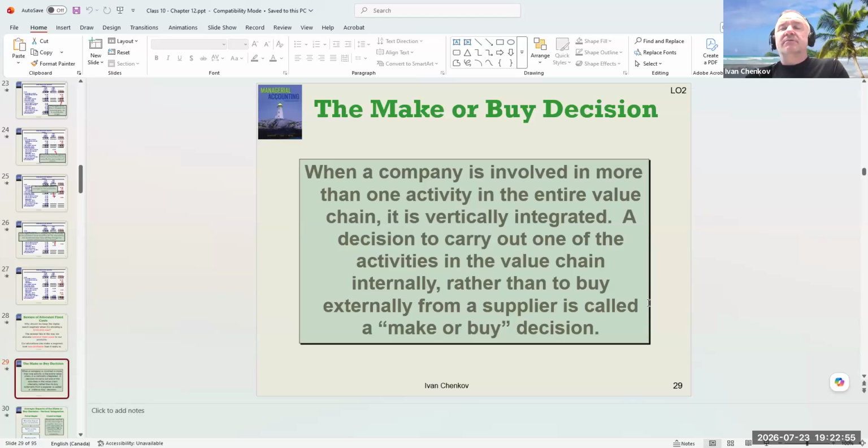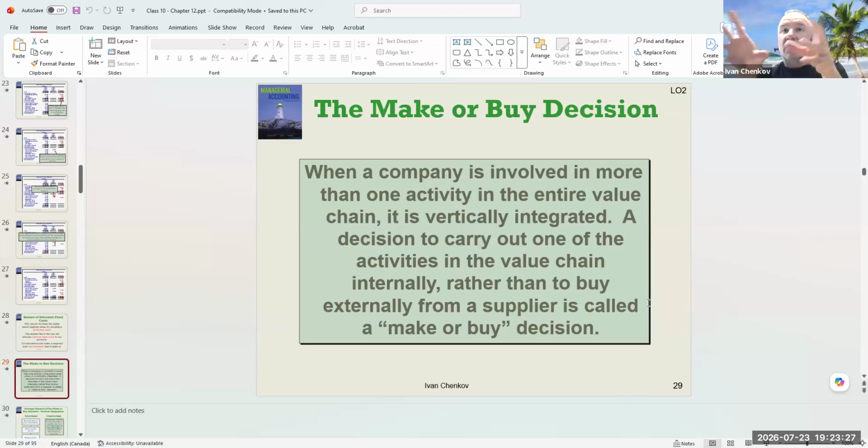Is it because of the products? Is it because of some other chemicals they're using? We don't know, but it's tasty. So when the company is involved in more than one activity in the entire value chain, starting with research and development and going all the way to customer support, the company is vertically integrated. Now the company has benefits to do everything by itself.